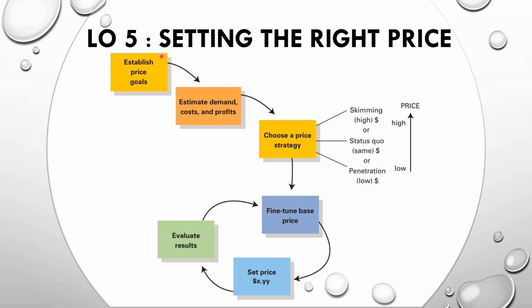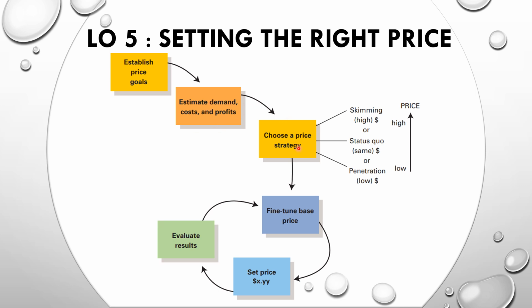After you set that, you will estimate your demand, cost, and also your profit, by looking at your cost determinants of price, and also the profit that you want to achieve. From your marginal revenue and marginal cost, you want to see how much profit you will be able to earn. So you will see an estimate here.